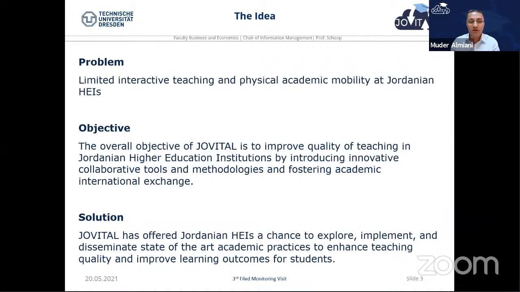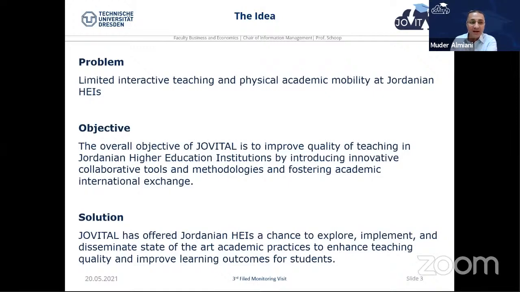The overall objective of JOVITAL is to improve the quality of teaching in Jordanian higher education institutions by introducing innovative collaborative tools and methodology, with an interactive and innovative model for fostering academic international exchange. And that was the solution: JOVITAL. At the end, the results offered Jordanian higher education institutions a chance to explore, implement, and disseminate state-of-the-art academic practices to enhance teaching quality and improve the learning outcomes of the students.